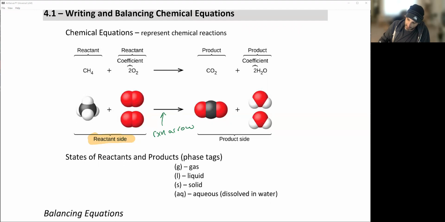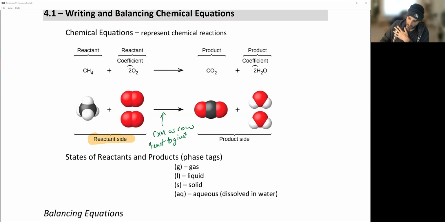You might see things like reacts to give, or oxidizes, any kind of action word, that is going to be your reaction arrow. So when you're doing a word problem, anytime you see that kind of action, something that sounds like a reaction, combusts or reacts to give, oxidizes, reduces, some version of an action word, that is going to be your reaction arrow.